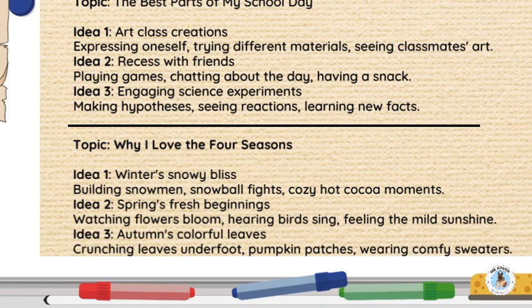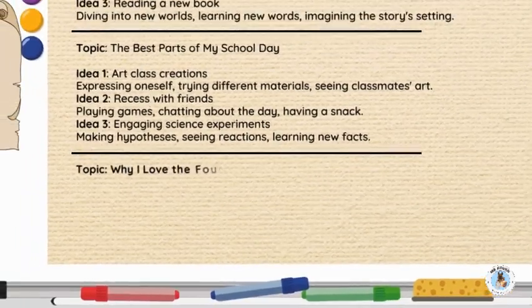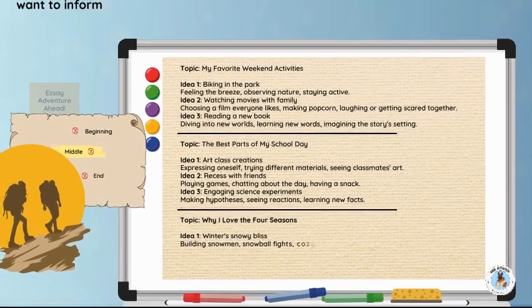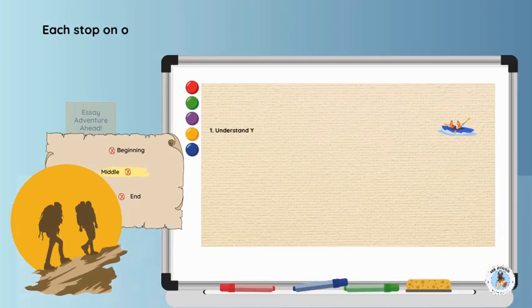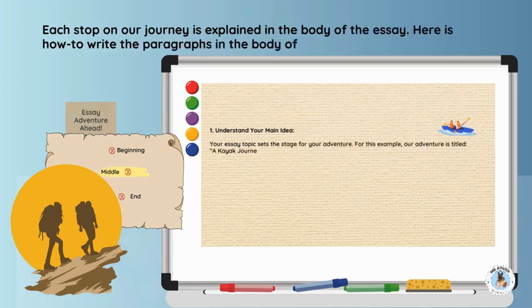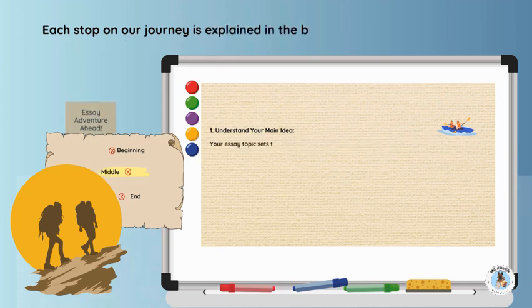1. Crunching leaves underfoot. 2. Pumpkin patches. And 3. Wearing comfy sweaters. This topic and the activities are ready for 3 separate paragraphs with 3 ideas to write about in each paragraph. Each stop on our journey is explained in the body of the essay. Here is how to write the paragraphs in the body of an essay.